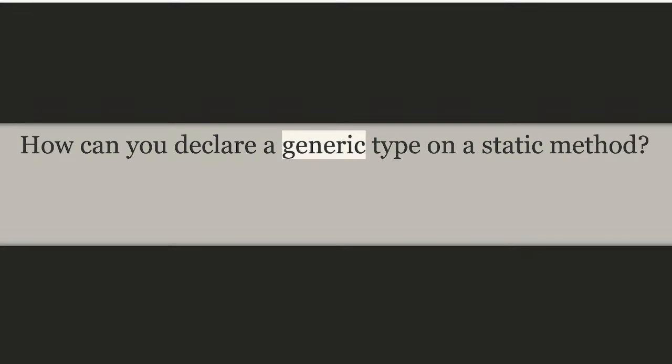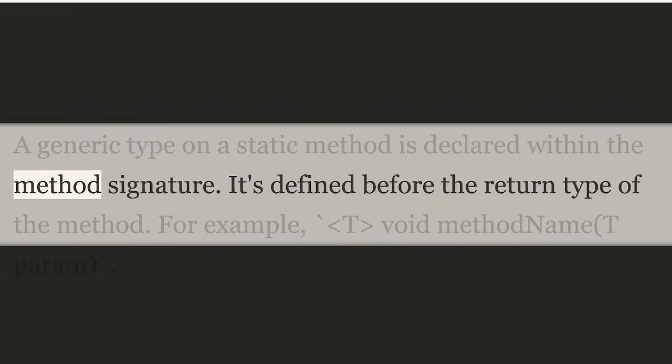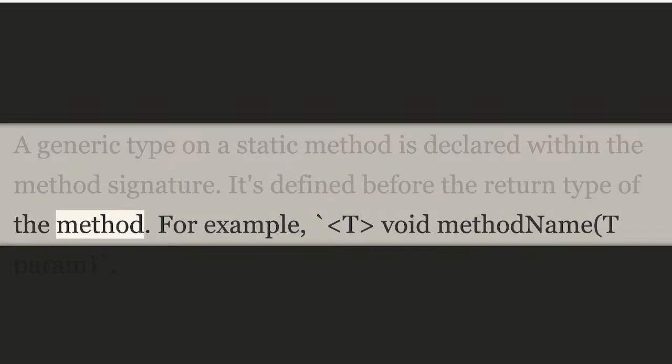How can you declare a generic type on a static method? A generic type on a static method is declared within the method signature. It's defined before the return type of the method. For example, <T> void methodName(T param).